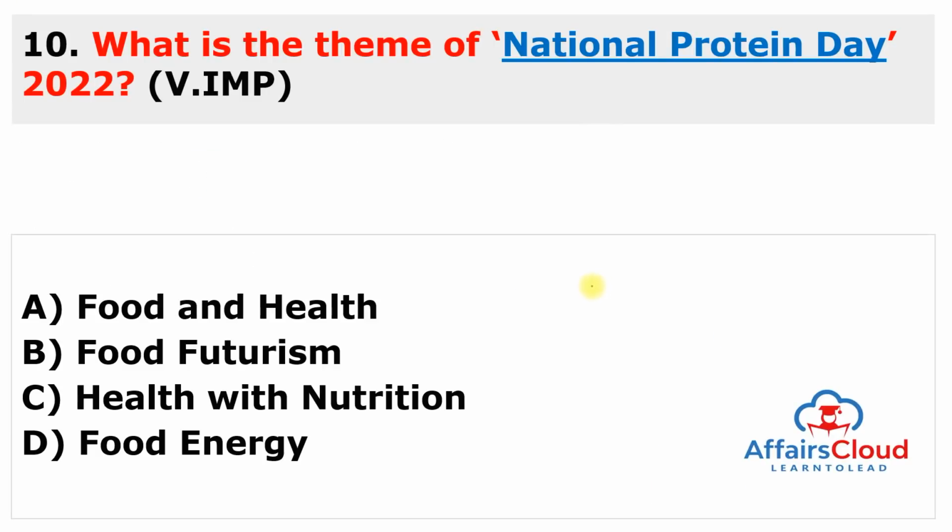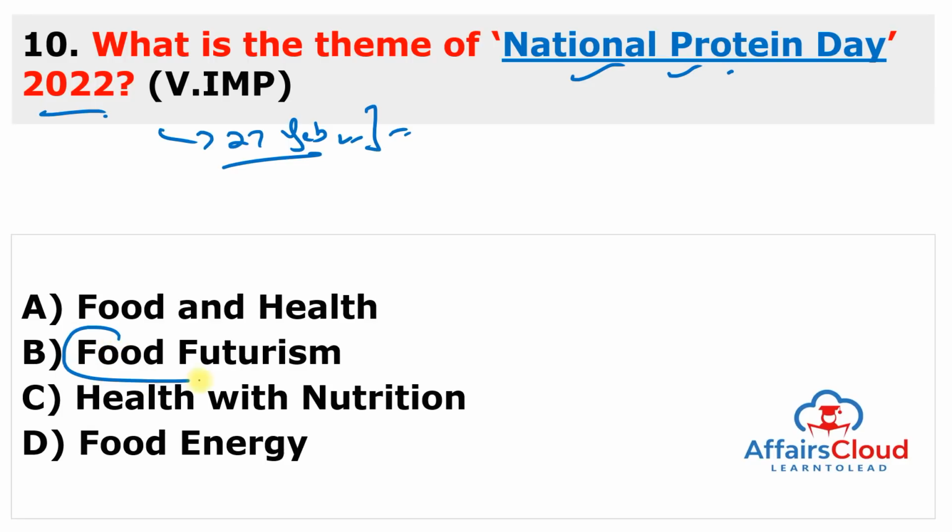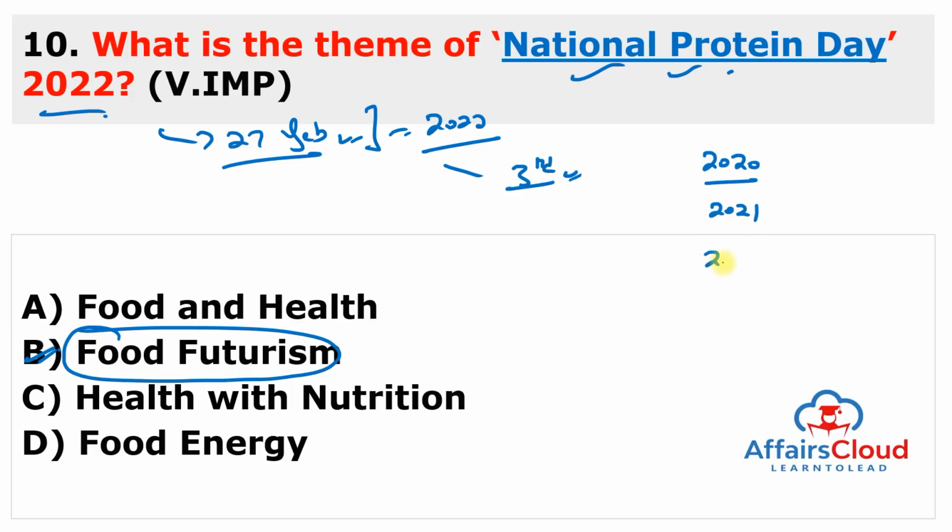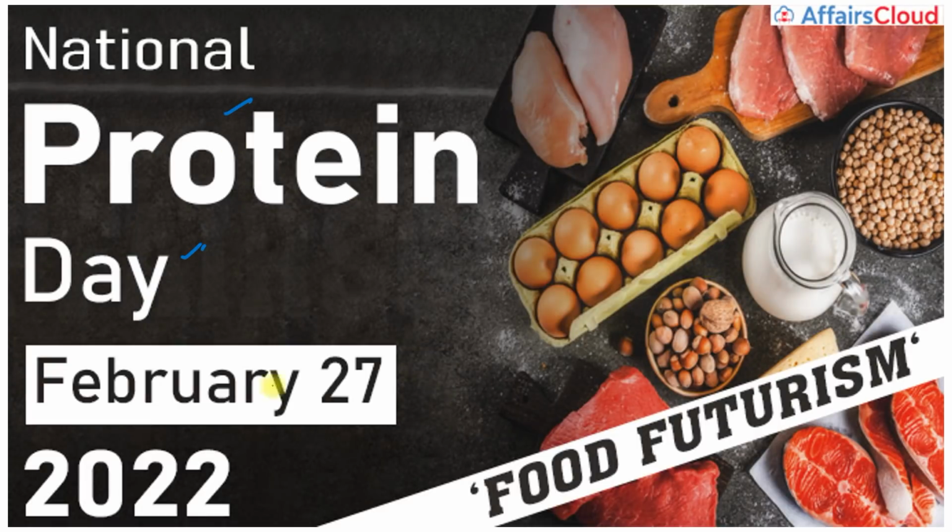Moving to the next question. What is the theme of National Protein Day 2022? I think all the students know that National Protein Day is observed every year on 27th of February to create public awareness and educate India about the health benefits of protein. And the theme is food futurism. So B is the answer. The 27th of February 2022 marks the observance of the 3rd National Protein Day in India. It means the first time it was celebrated in 2020, the second time in 2021, and this is the 3rd time we are celebrating National Protein Day. You can see here National Protein Day, 27th of February 2022, and the theme is food futurism.